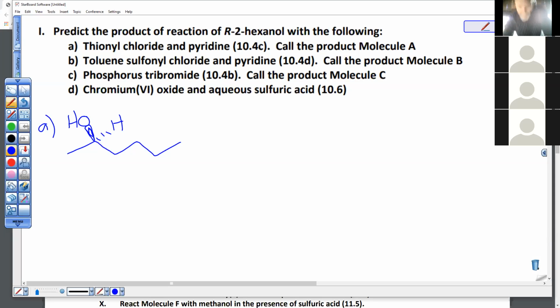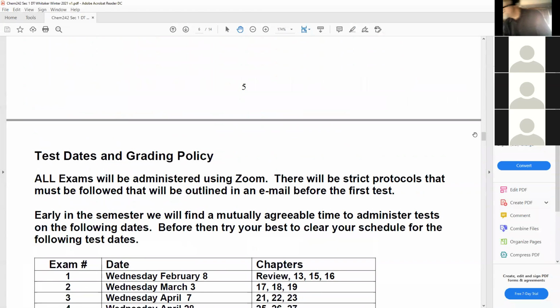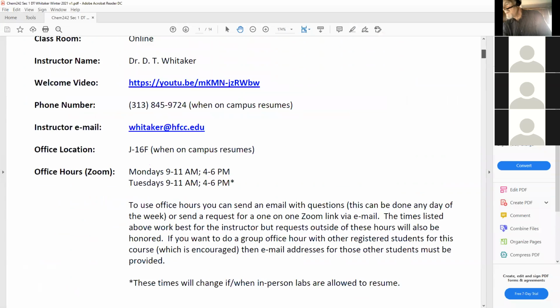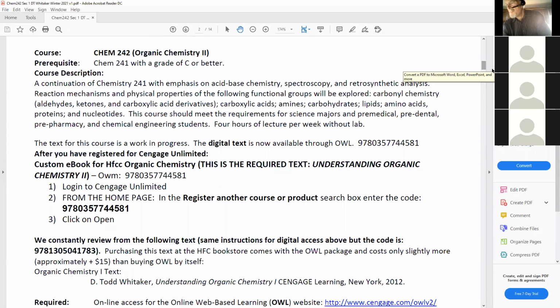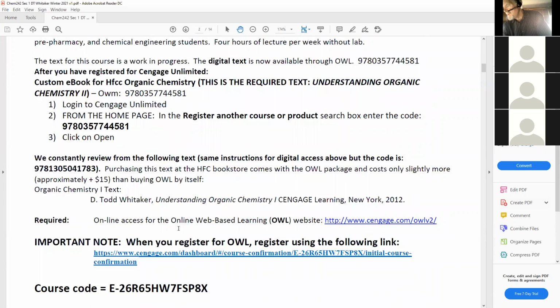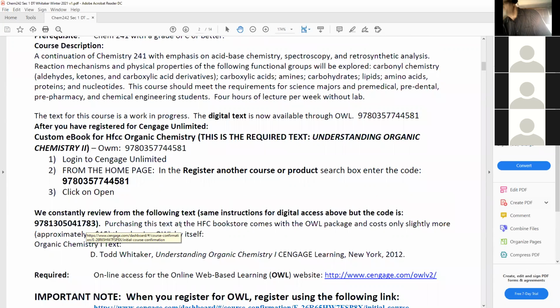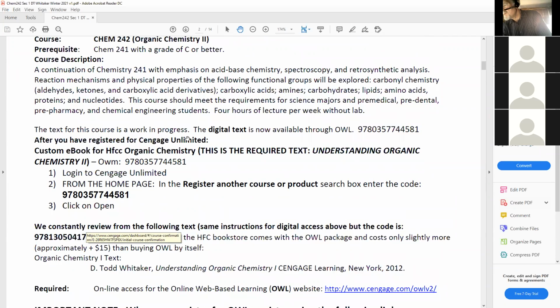So I'm going to jump back over to the syllabus. And on the syllabus, it says how we can get the textbook. That's for organic chemistry 2 here, and this one down here. Organic chemistry 1 is somewhere else. Do I have the right syllabus open? Yeah, I do. Work in progress, and we constantly review. It's got a slightly different code, and I should be able to copy that.